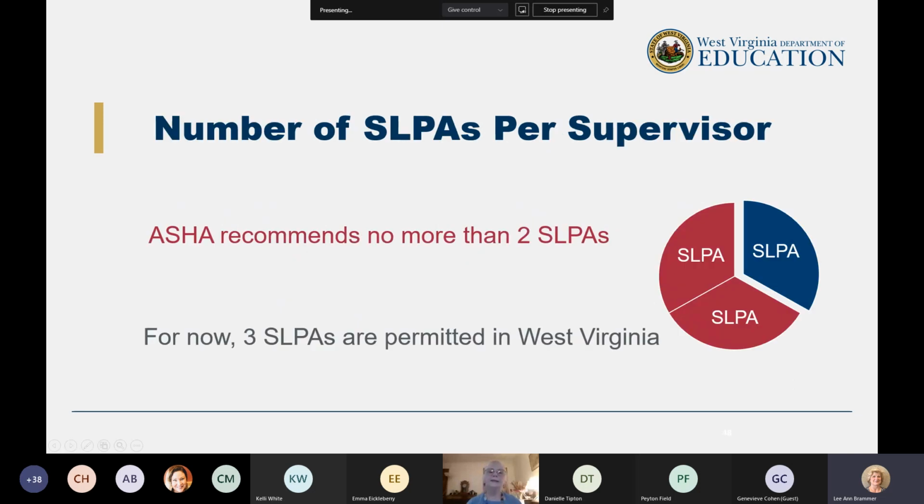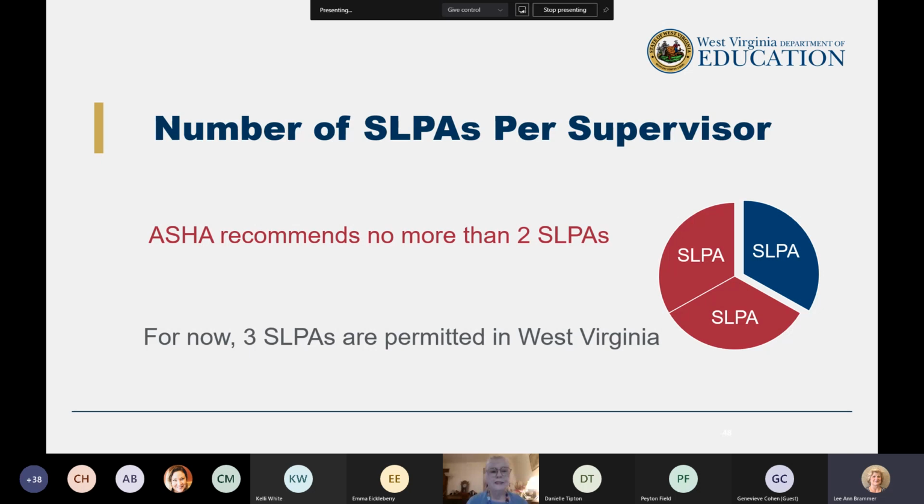Okay, and ASHA recommends, always in red, I put what ASHA recommends, that we supervise no more than 2 SLPAs at a time. We realize that some counties need to supervise more because there's such a shortage. So at this time, you can supervise 3 SLPAs, but that may change, so just be aware of that. It's just not the best practice to do that many, because if you add those hours up, that's like 21, 22 hours a week of just supervision. And then if you have a caseload, then that's even more.